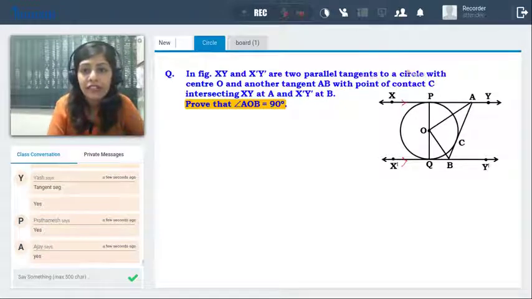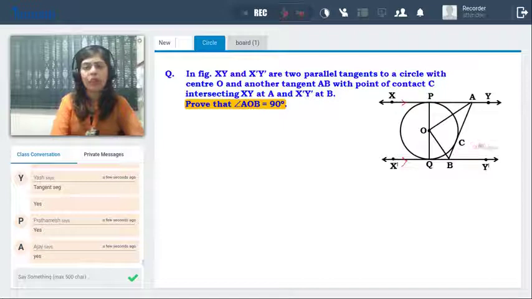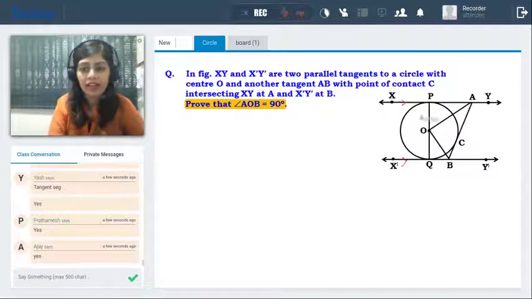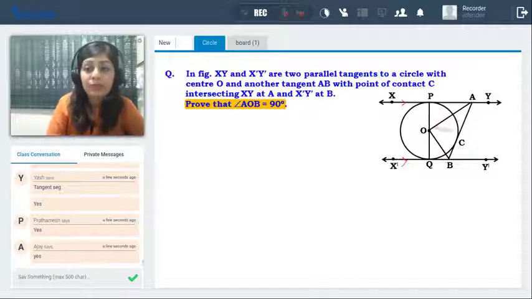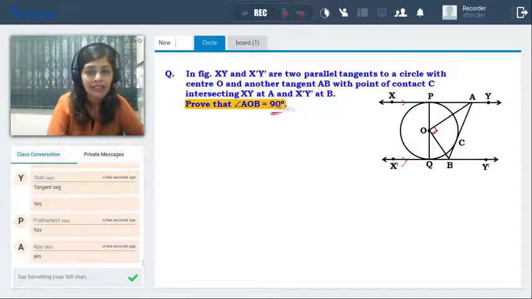Next, what do we have? Parallel tangents to a circle with center O, all right. Another tangent AB, with point of contact C. Yes, we can see that. It intersects XY in A, X'Y' in B. All right, this is all the information we have describing this figure. We need to prove that angle AOB is a right angle. Prove angle AOB to be 90 degrees.